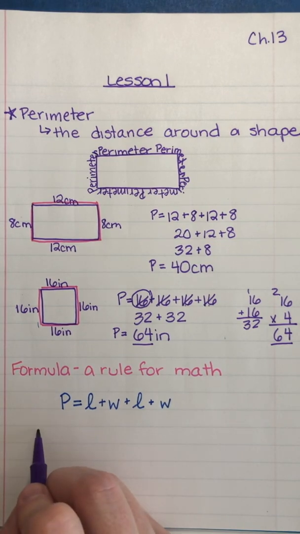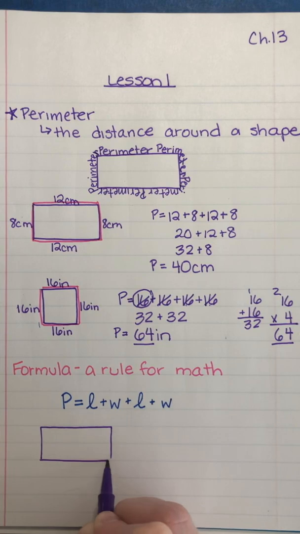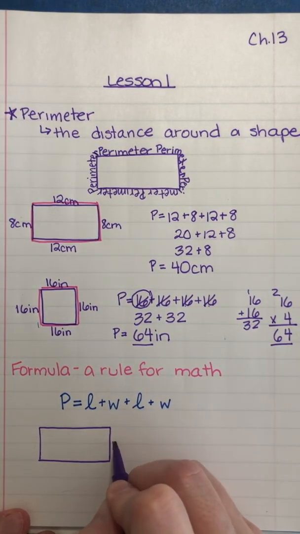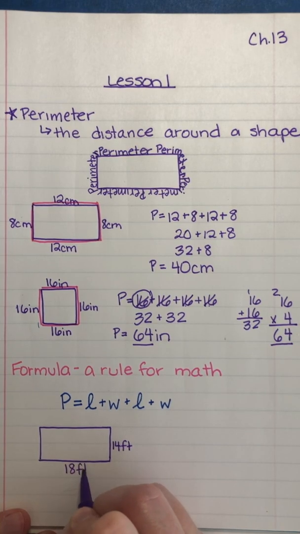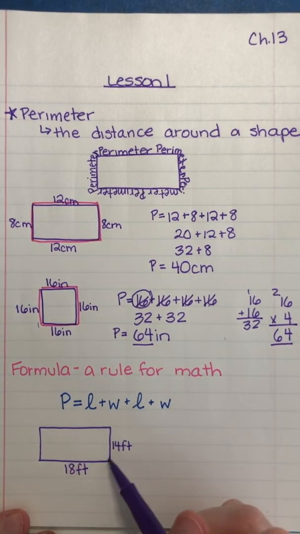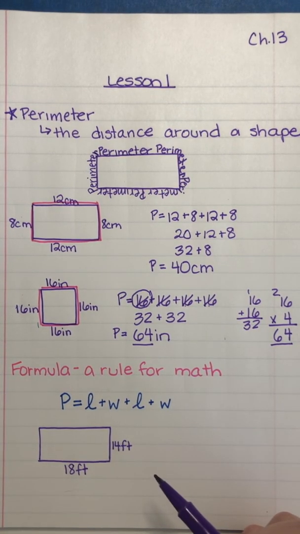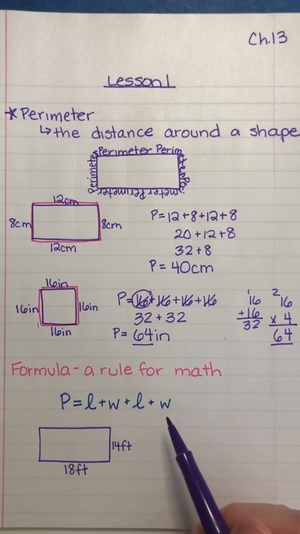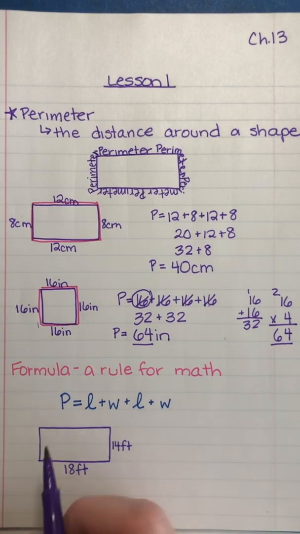So draw for me a rectangle. And the measurements for this rectangle are going to be, we'll say 14 feet and 18 feet. Now, if I give you only 2 sides of that rectangle, you might say, well, Ms. Stone, you said I have to have 4 sides. And that's true, you do. But think about what you know about a rectangle.